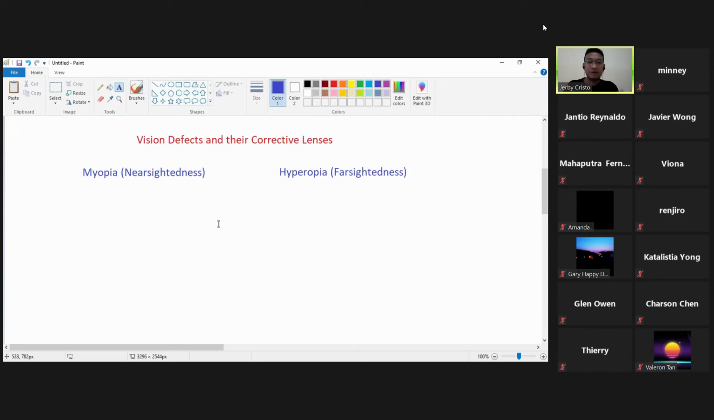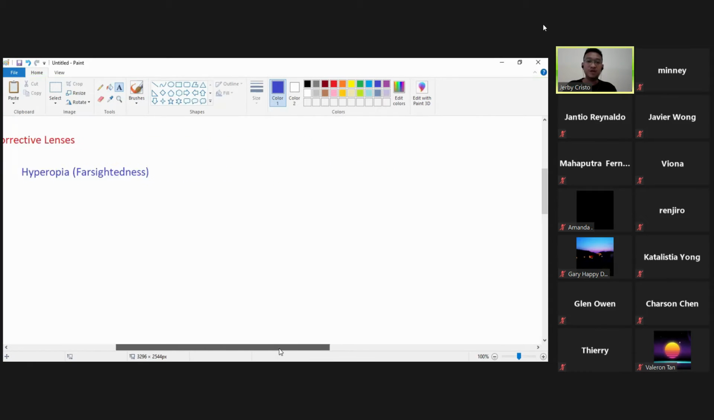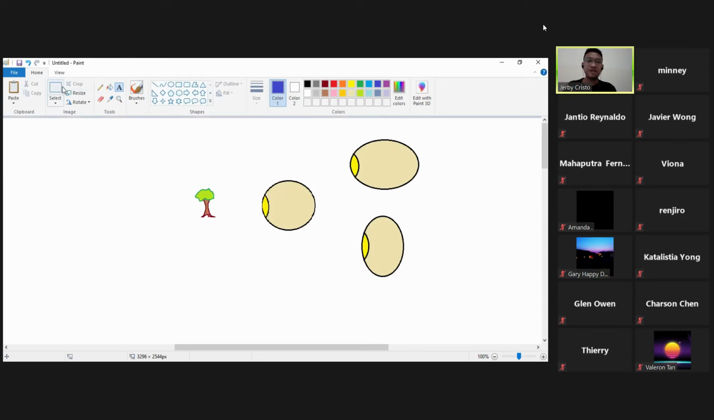Okay, now let's focus on the physical feature of a myopic and hyperopic person. So we are referring to their eyeballs.